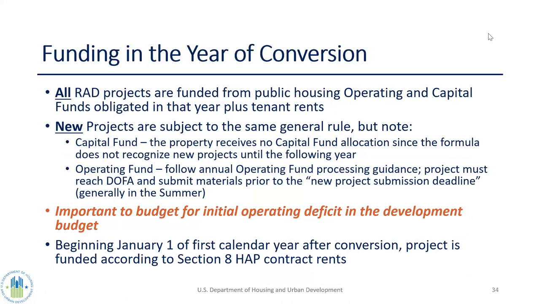An important note, switching gears to the funding side. One of the possibly vexing challenges with Faircloth-to-RAD conversions is funding in the year the property converts. As folks familiar with RAD know, in the year of conversion, RAD projects are funded from public housing operating and capital funds in that year, plus the tenant rents that they collect. So that's a normal RAD conversion.